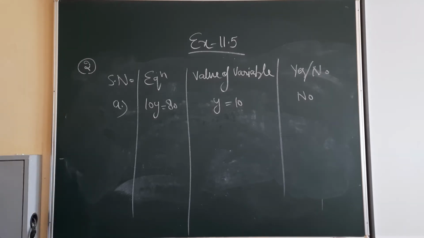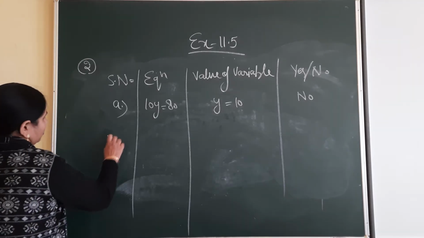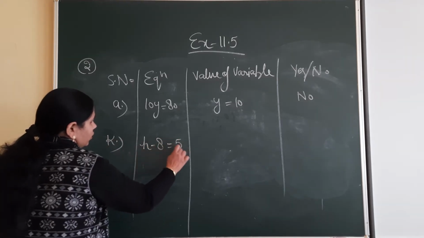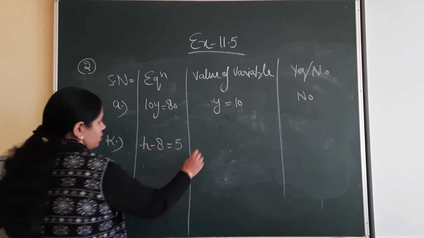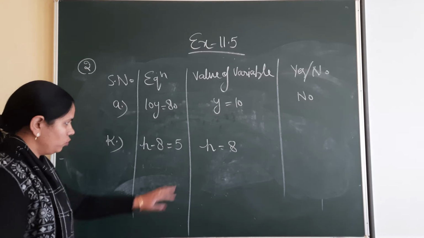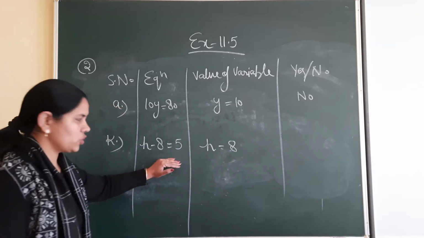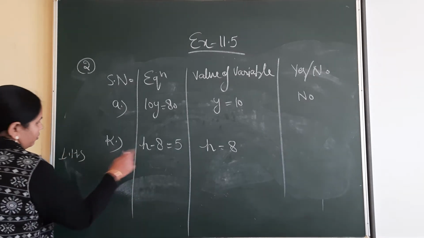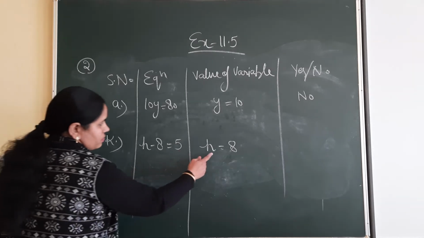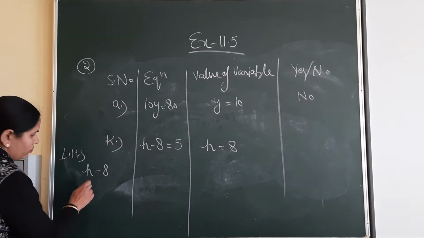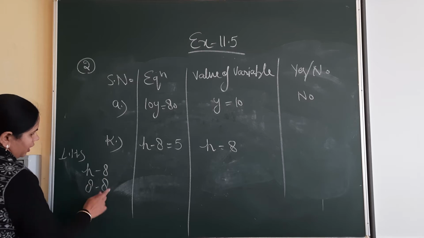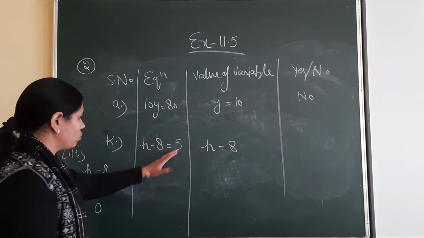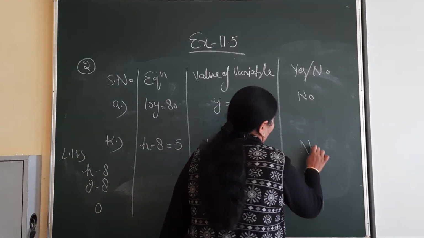Now K part. In K part the equation is given: h minus 8 is equal to 5, and the value of h is given as 8. Now we have to find out whether this value satisfies this equation or not. So the process is the same. Take the left hand side. So the left hand side is h minus 8. Now put this value of h here at the place of h. So it is 8 minus 8. 8 minus 8 gives 0. But in the right hand side we are seeing 5. Again the left hand side is not equal to the right hand side. That's why the right answer is no.